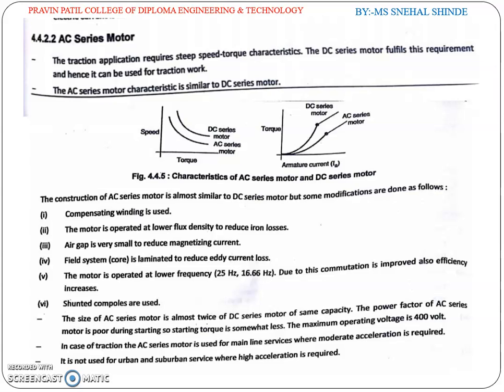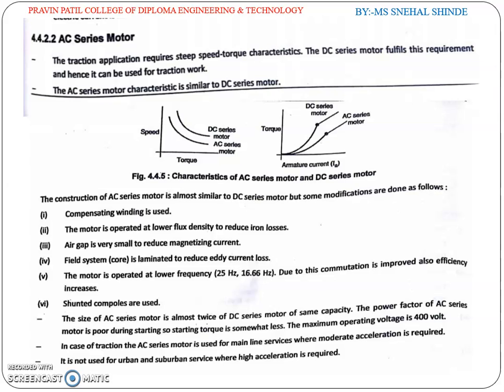AC series motor. The traction application requires steep speed torque characteristics. The DC series motor fulfills this requirement and hence it can be used for traction work. The AC series motor characteristics are similar to the DC series motor. The construction of the AC series motor is almost similar to the DC series motor, but some modifications are done, that is, a compensating winding is used.